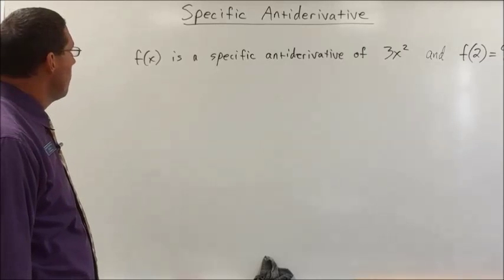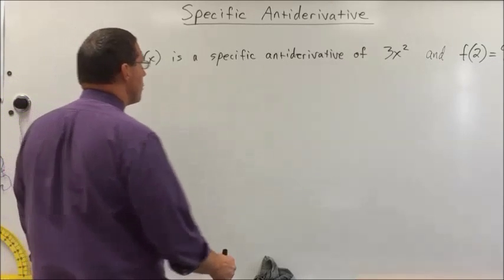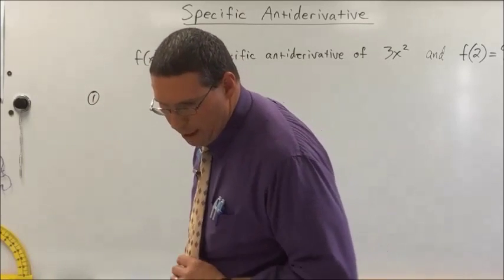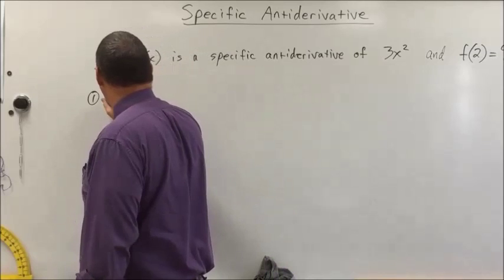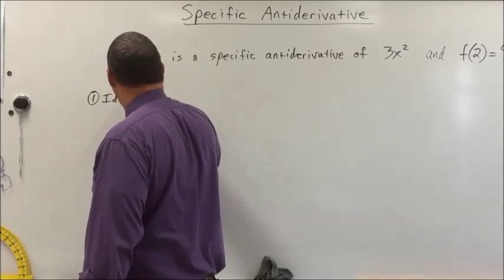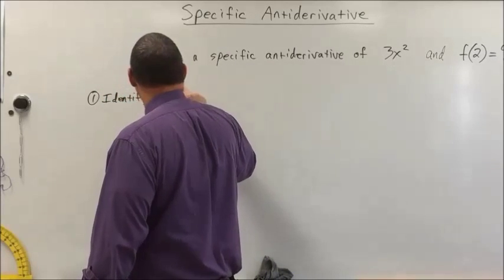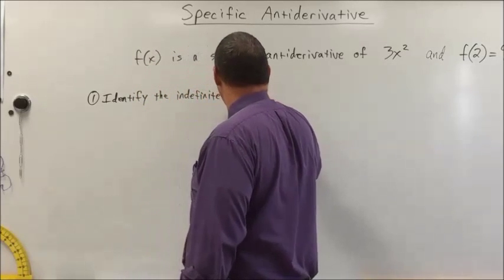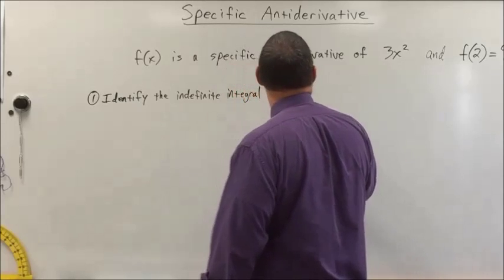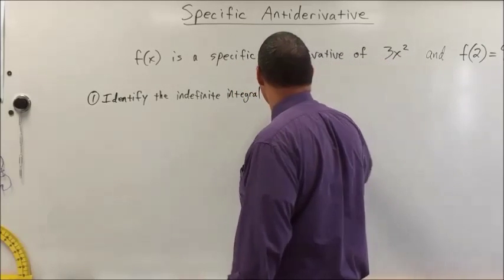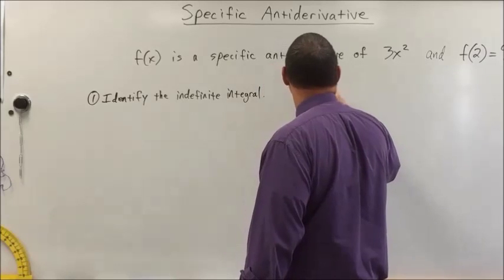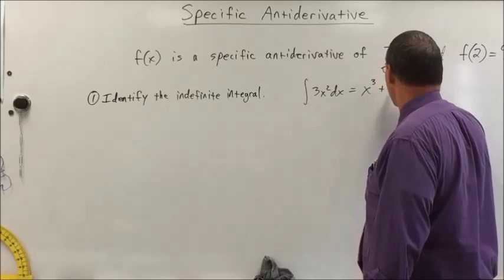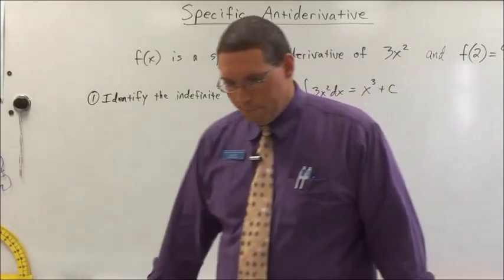All right, the procedure is pretty simple here. The very first thing you want to do, step 1, and I think I put this on the page, yes: identify the indefinite integral. That means the indefinite integral of this thing. The indefinite integral of 3x squared dx, which we just did, is x cubed plus c. So we did that part.